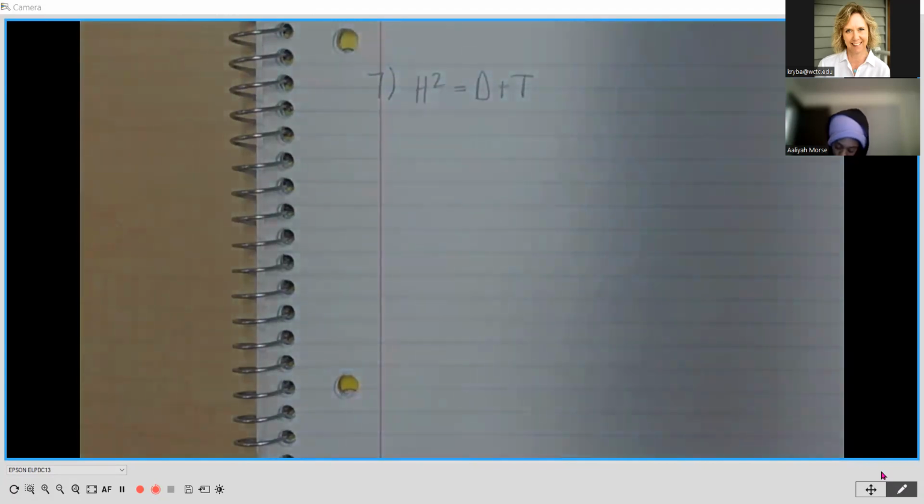So this one, we need to get the H by itself. It's H squared right now. So it's H times H, right? How do I clear a square? What am I going to do on the opposite side?